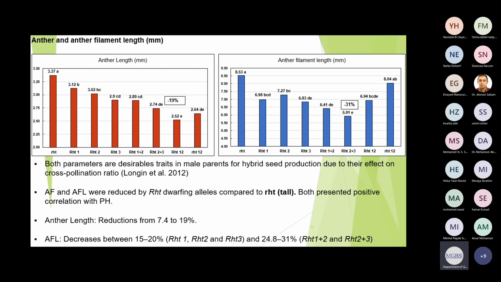Well, of course, this effect of dwarfing genes also affects anther length and anther filament length. Both parameters are very important for hybrid seed production because they are positively correlated with the ability of the plant to do cross-pollination between plants. So both parameters were reduced compared to the wild type, and reductions up to 19% were reported for the strong dwarfing alleles. And for anther filament length, those reductions were up to 31% compared to the tall allele. Again, the more extreme the dwarfing, the more extreme the reduction in these parameters.